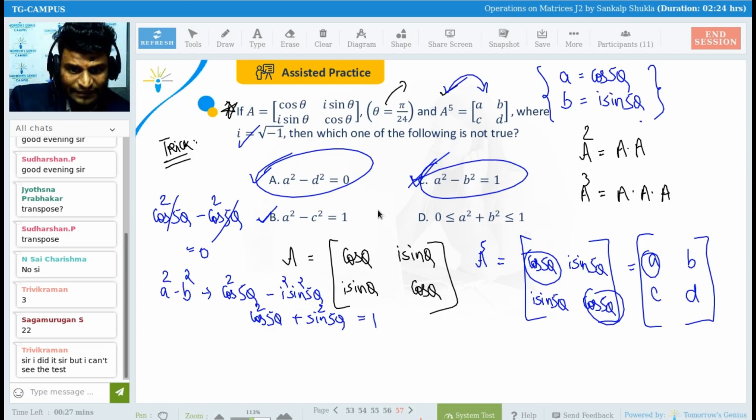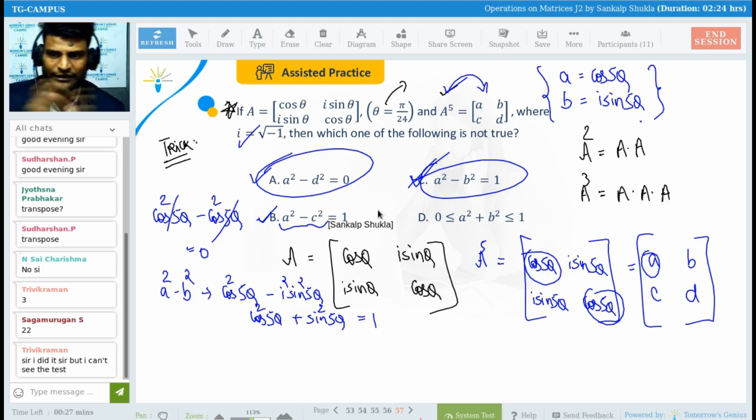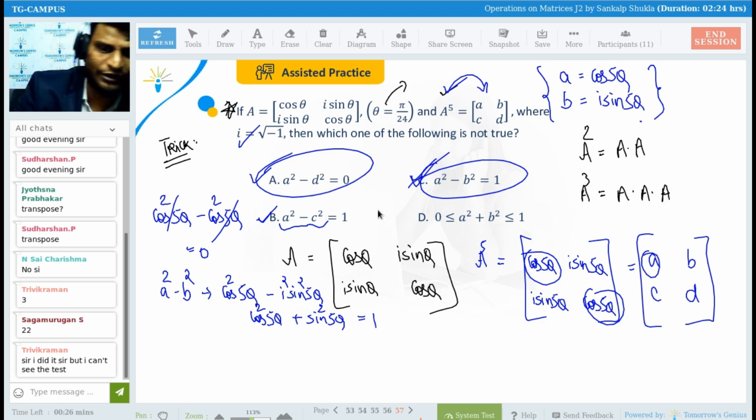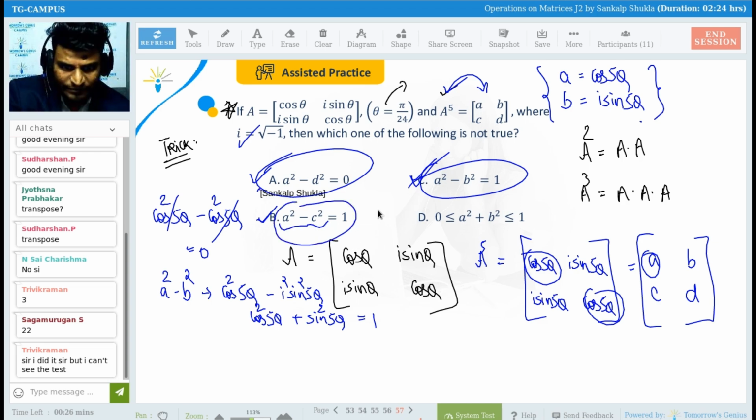Okay. Now I will check A square minus C square. So A square minus C square will be 1 only, na? Because A is cos 5 theta and C is i sin 5 theta. Again, I have calculated A square minus C square, so it will be 1. So all the three statements are correct. So that means this is eventually the wrong one.